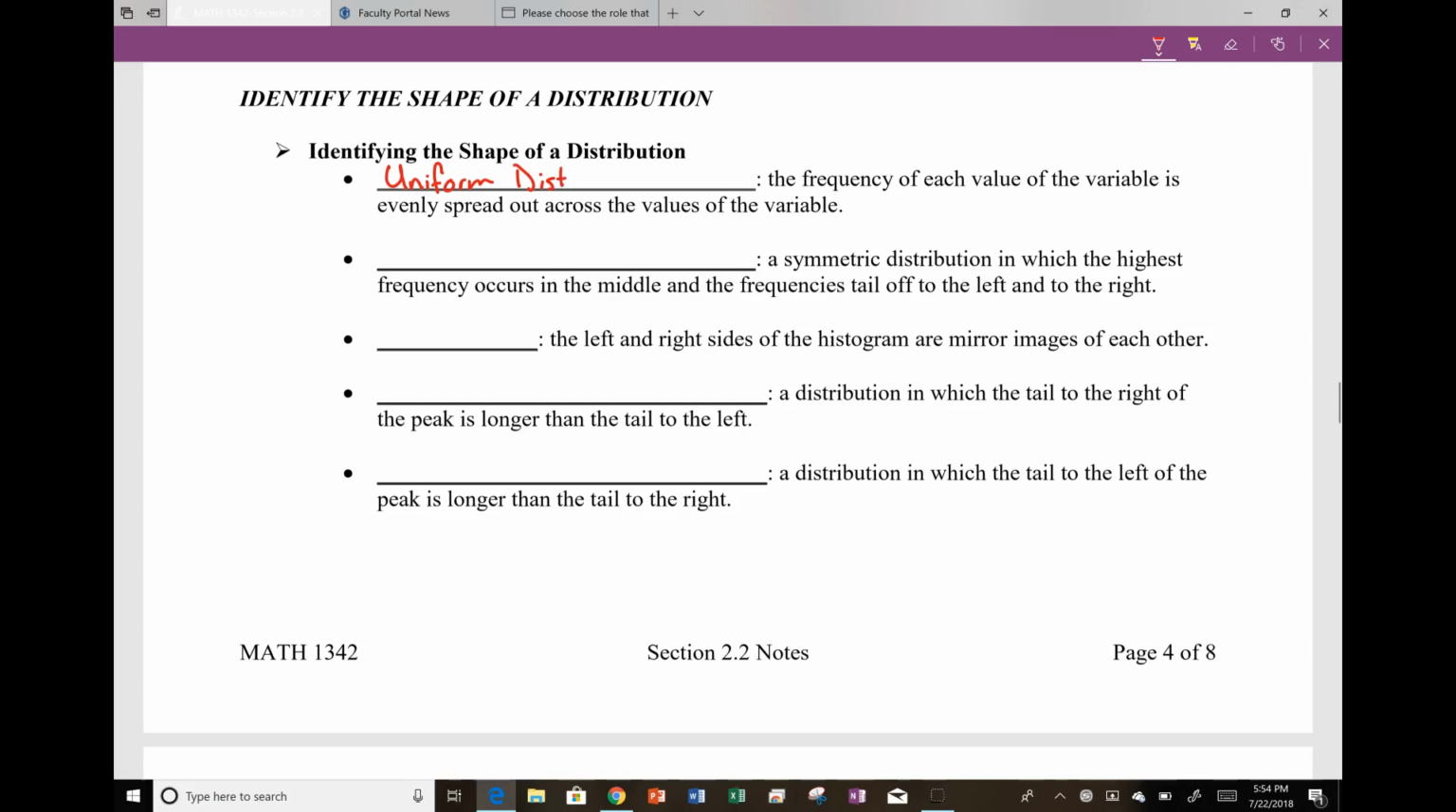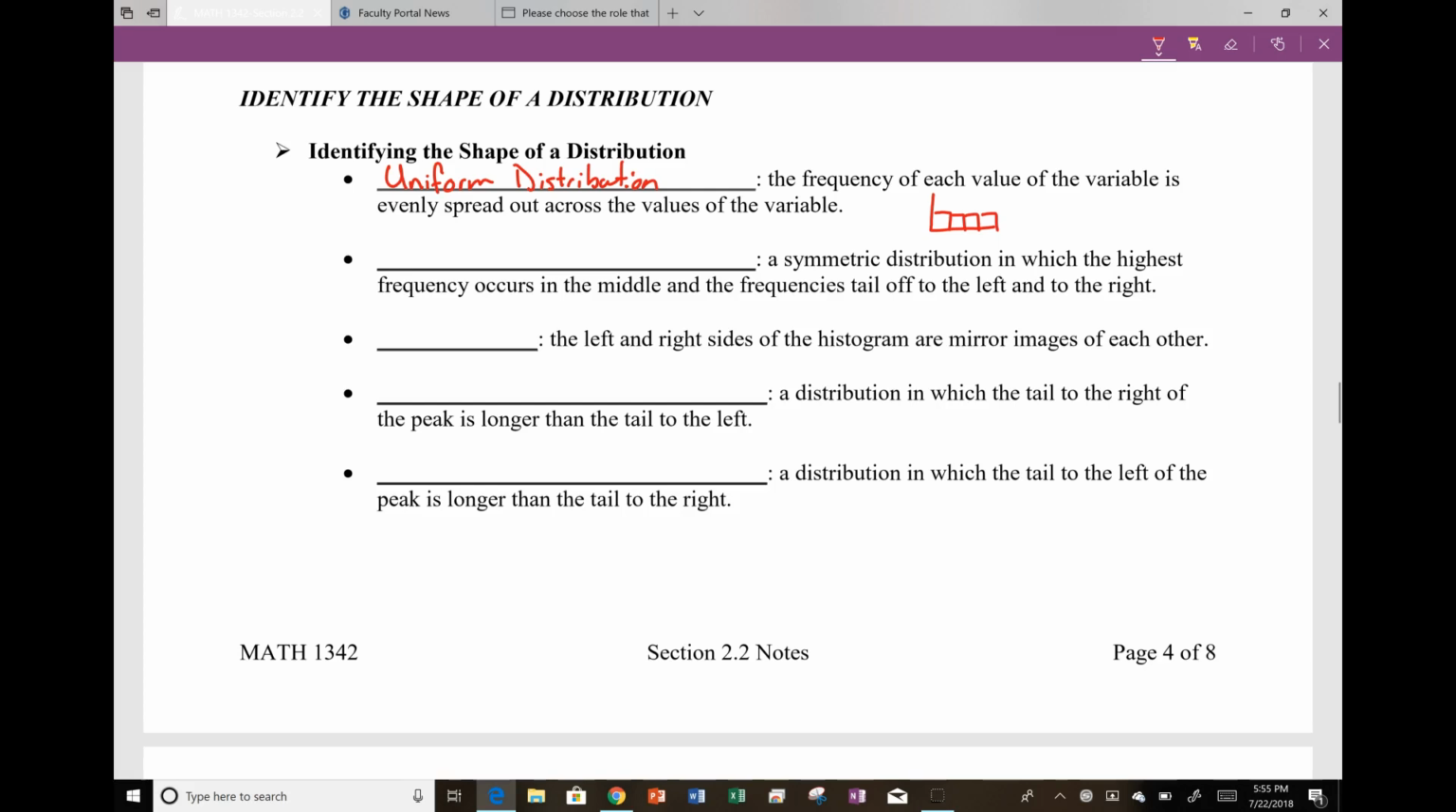In this uniform distribution, what it means is that the frequency of each variable is evenly spread out across the values of the variables. So that uniform, it looks more like this, where they're all about the same height. It's a uniformity across the top. They all have approximately the same frequency.